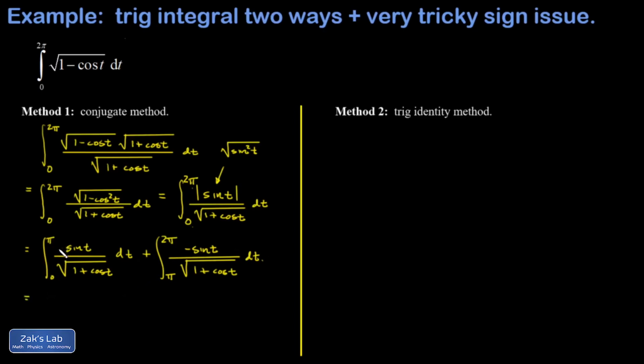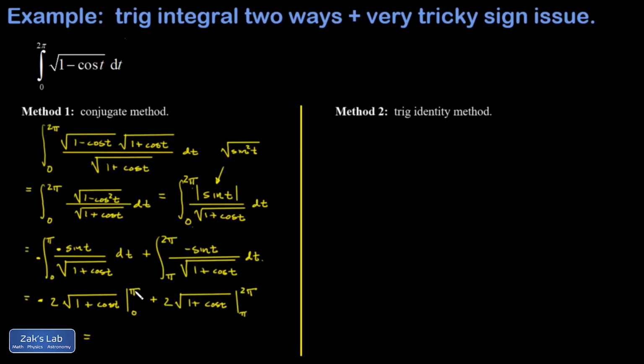So on the first integral, I throw in a minus sign to get ready to guess the antiderivative, put a minus sign out in front. And now I have the derivative of the interior of this thing. And I just use the power rule, and I get negative 2 square root 1 plus cosine t evaluated from 0 to pi. And my second integral already comes with the minus sign that I needed inside the integrand, and so I can go ahead and guess the antiderivative.